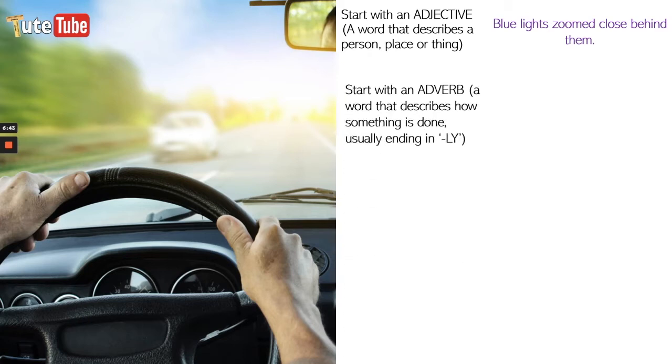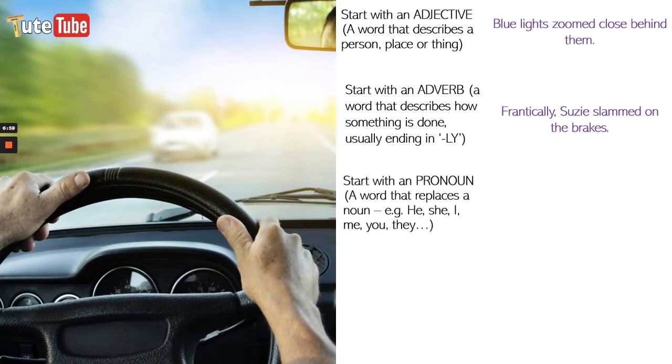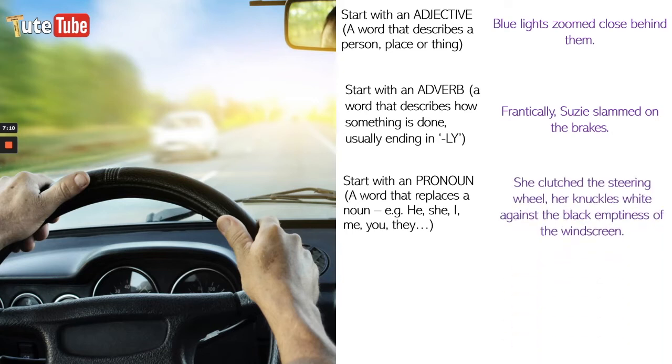My second instruction might be start with an adverb for your next sentence, which is a word that describes how something is done, usually ending in ly. So your next sentence might say something like, frantically, Susie slammed on the brakes. The next instruction might be start with a pronoun, which is a word that replaces a noun. For example, he, she, I, me, you, and they. And your sentence might start something like this. She clutched the steering wheel, her knuckles white against the black emptiness of the windscreen.